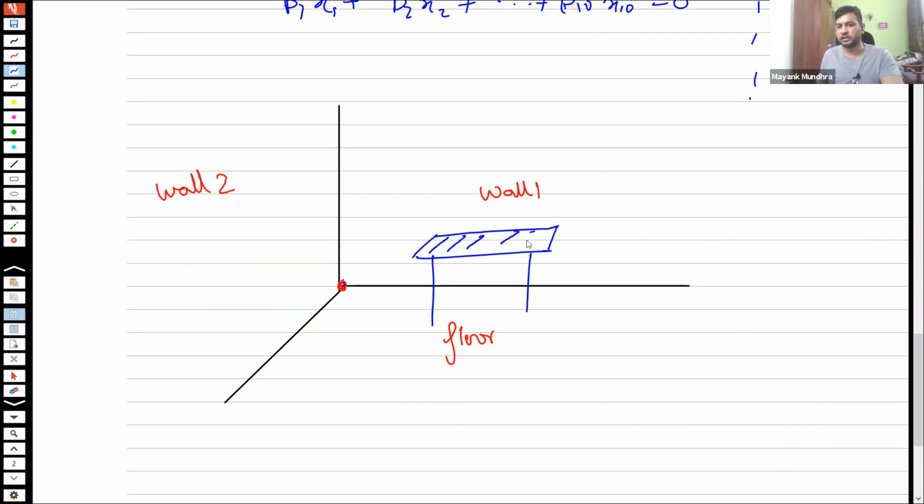So this table and your floor are parallel to each other, right? The table and the floor are parallel to each other. So in this case, if you imagine the three planes as wall one, the floor and this table, then you are going to have no intersection, right?